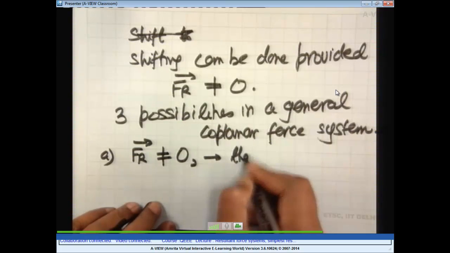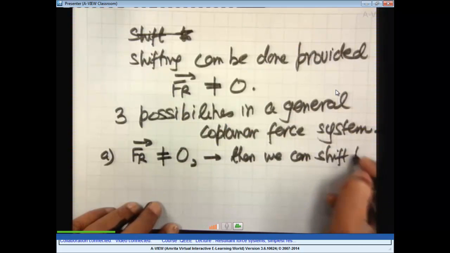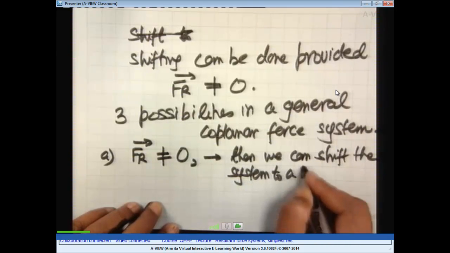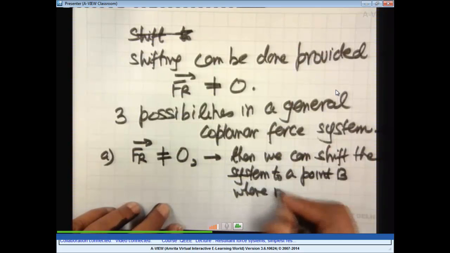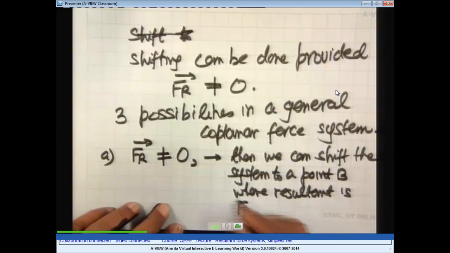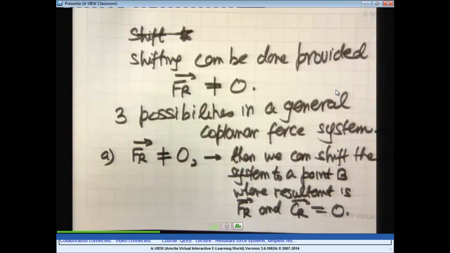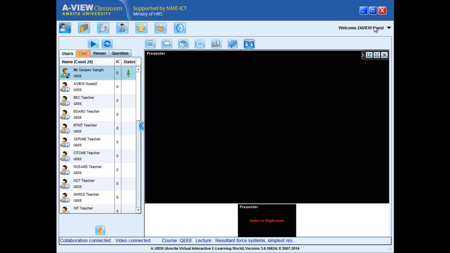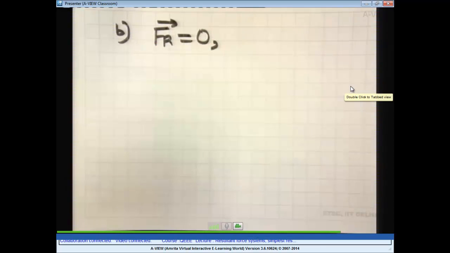Then we can shift the system to a point B where resultant is Fr and the couple at that point is equal to 0. That's the first possibility. The second possibility is that resultant force is 0.